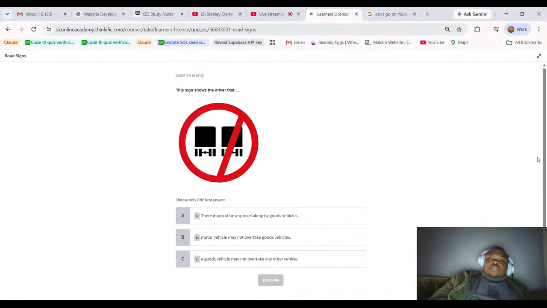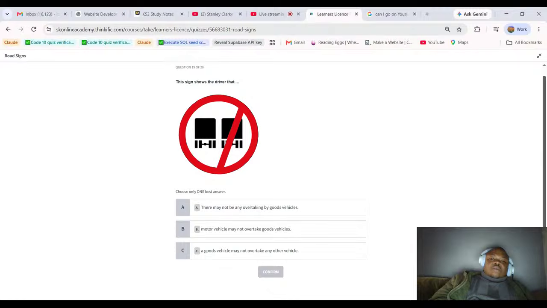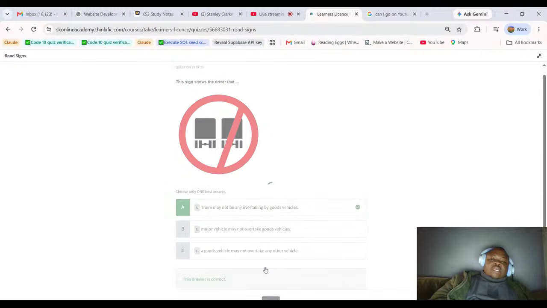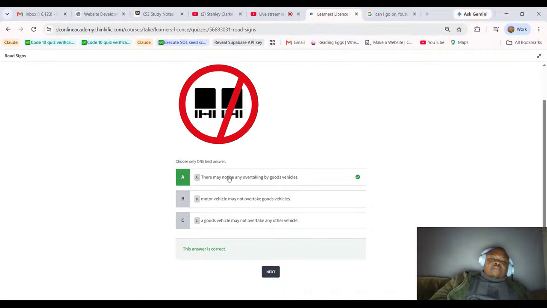And again, next question, second last question. Is it A, there may not be any overtaking by goods vehicle, or B, motor vehicle may not overtake goods vehicle, or C, goods vehicle may not overtake any other vehicle? All right, let's go with A, guys. There may not be any overtaking by any goods vehicle for the next 500 meters.